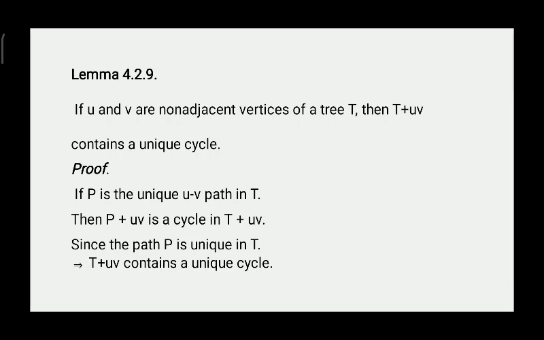We move to the next concept. Lemma: if u and v are non-adjacent vertices of a tree T, then T plus uv contains a unique cycle. Here I'll take P as the unique uv path in a tree T. Then P plus uv is always a cycle in T plus uv. That is, by adding a new edge to the tree T, T plus uv will give a cycle graph. Hence P plus uv is a cycle. Since the path P is unique in T, T plus uv contains a unique cycle.